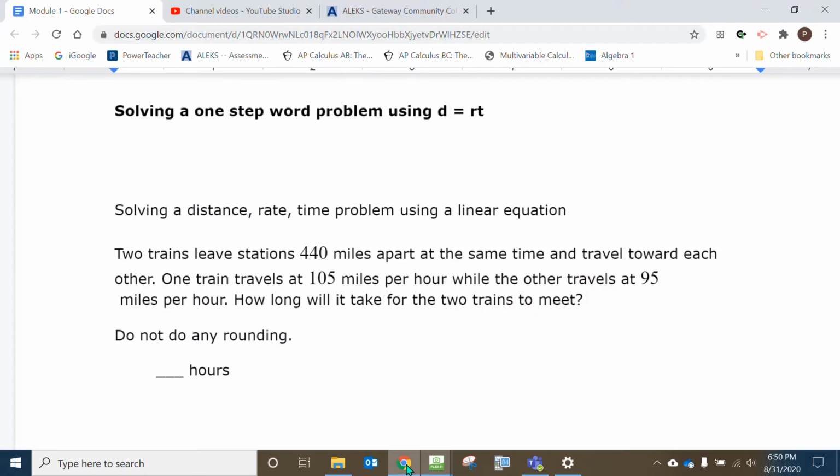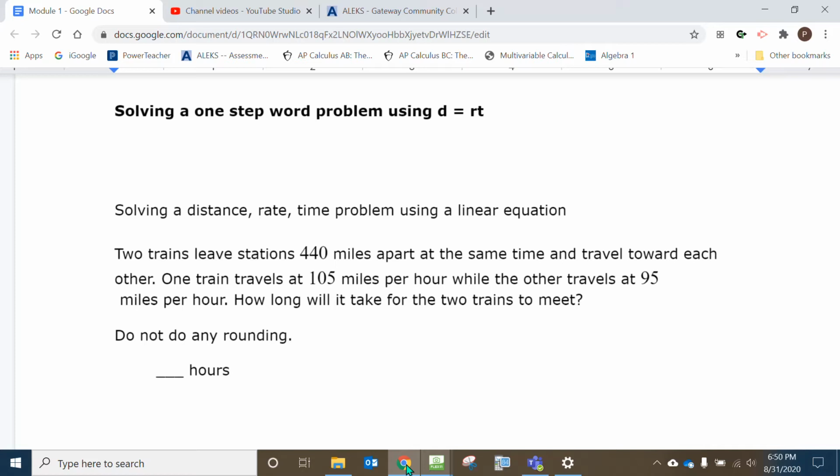Okay. So first problem. Two trains leave stations 440 miles apart at the same time and travel toward each other. One train travels at 105 miles per hour while the other train travels at 95 miles per hour. How long will it take for the two trains to meet?